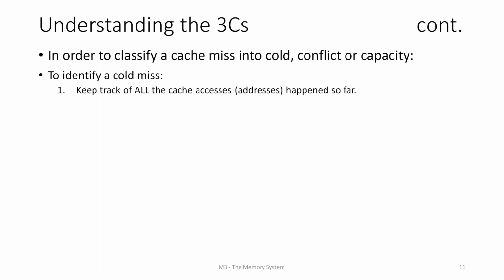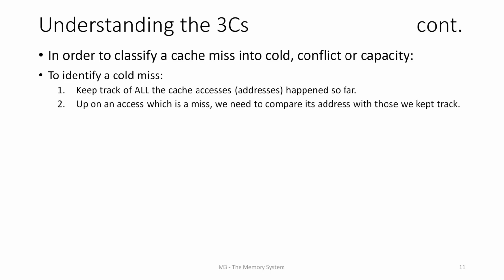To identify a cold miss at the cache controller, we need to keep track of all the cache accesses. Basically, we are keeping track of all the addresses that have been looked up so far. Now, when a new miss occurs, if this address is not present in this list of addresses, then it's a new address, so it would be a cold miss. But if it matches any of the addresses already collected, it means that it's not a cold miss, so it can be either a capacity or a conflict miss.